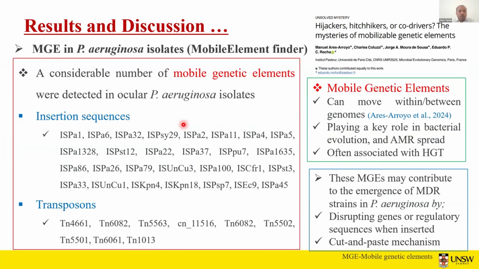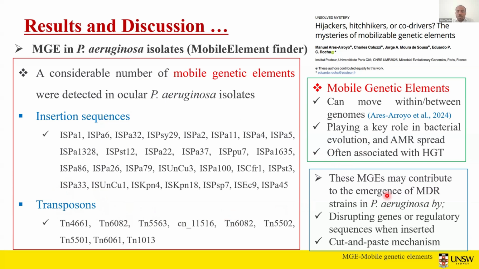And we also detected a considerable number of mobile genetic elements among ocular Pseudomonas aeruginosa isolates, specifically insertion sequences and transposons, which are common in the ocular strains. Those mobile genetic elements can move or jump within and between genomes, and they play a key role in bacterial evolution and the spread of antimicrobial resistance genes, and often they are associated with horizontal gene transfer mechanisms.